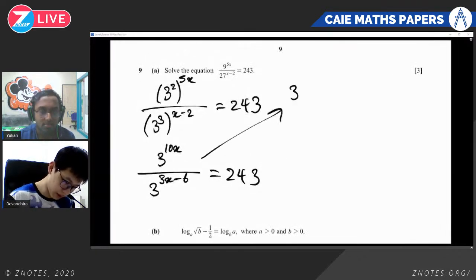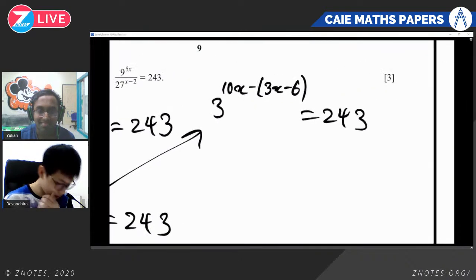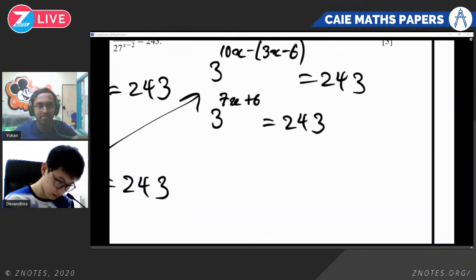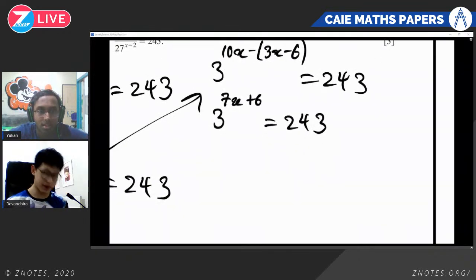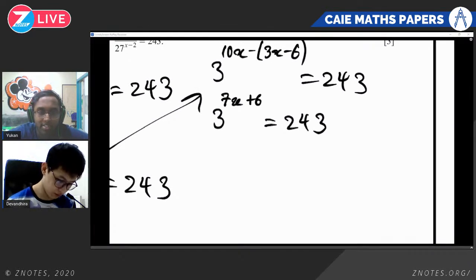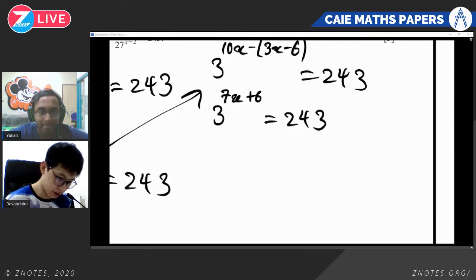So we have 3 to the power of 10x minus 3x minus 6 is 243. Let's simplify this a bit. 10x minus 3x is just 7x plus 6, equals 243. What should we do from here? From here, you have to check if you can raise 3 to the power of any number and it'll give 243. By trial and error, that's 5. So that means 243 is just the same as 3 to the power of 5, right?